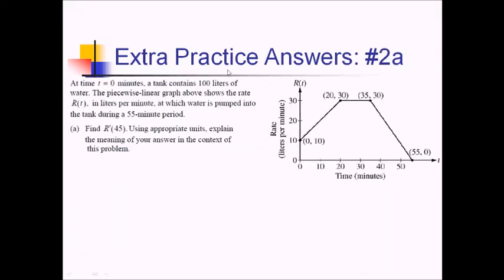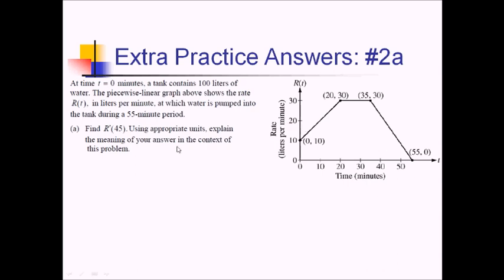For this problem, the setup here is that we have this tank with 100 liters of water at time 0, and we have this piecewise graph showing us R of t, which is the rate in liters per minute at which water is being pumped into this tank over 55 minutes.